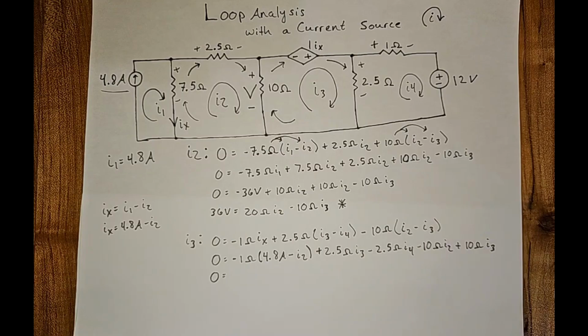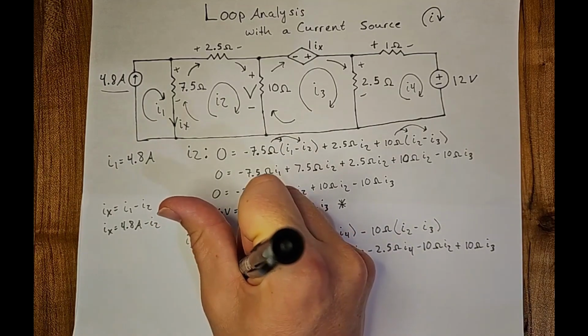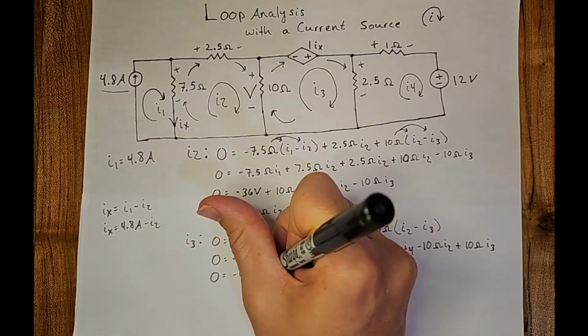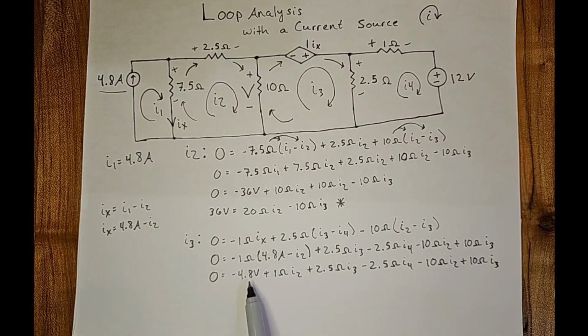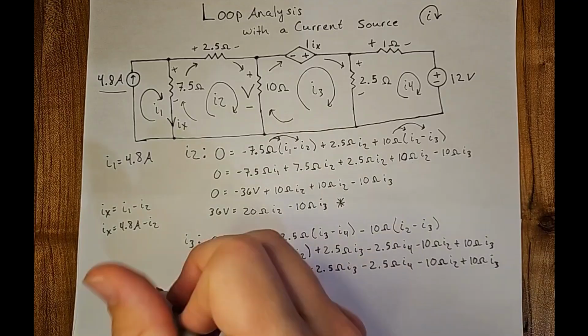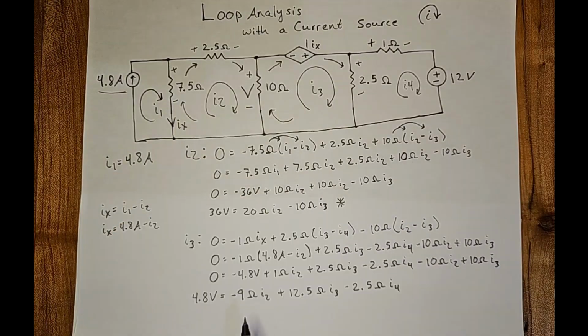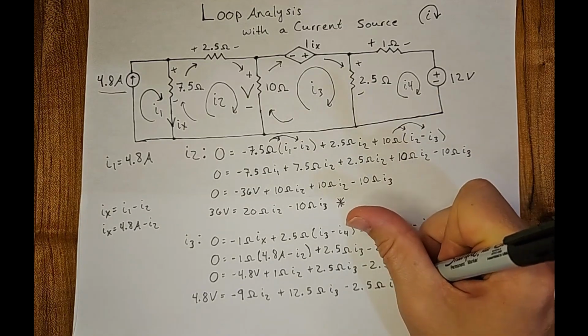First we have negative 1 ohm times 4.8 amps, which of course is going to be negative 4.8 volts. Then we're going to keep distributing. So now that we made 4.8 volts, let's go ahead and add that over and start combining like terms. I know I'm doing a lot of excessive steps, but this is just so you can follow along one little step at a time. So we should have 4.8 volts equals negative 9 ohms I2 plus 12.5 ohms I3 minus 2.5 ohms I4. And that's not going to simplify any further, so it gets a star.